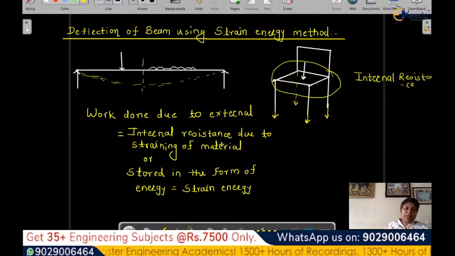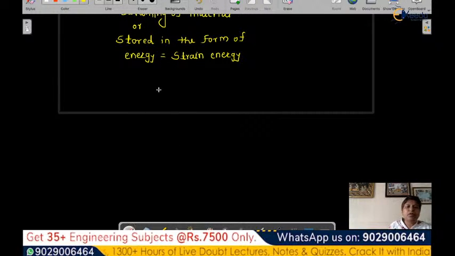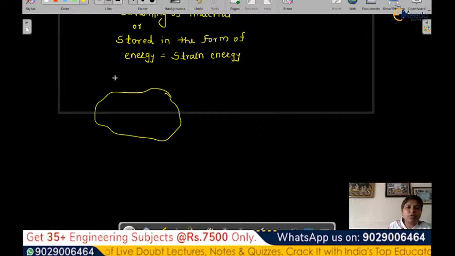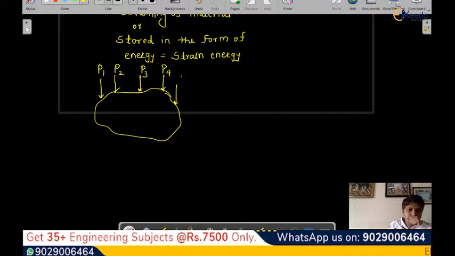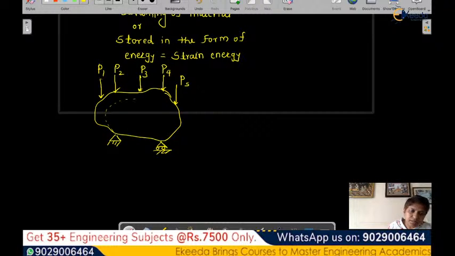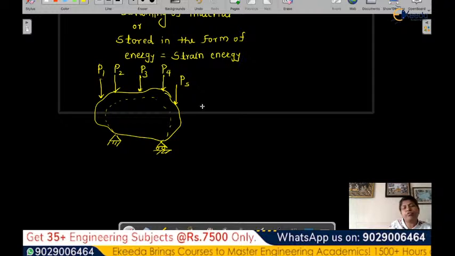Now if you consider any material on which some loads are acting, say P1, P2, P3, and it is supported at some support. Because of this loading there is definitely some deformation, as we have shown in our first part.